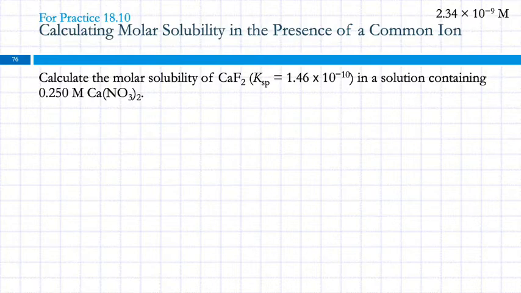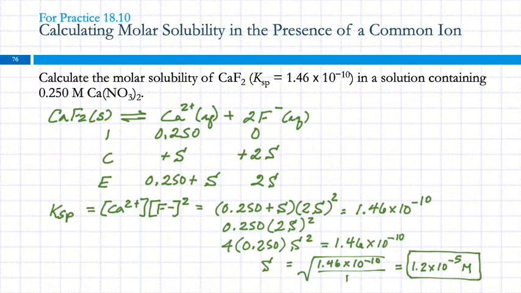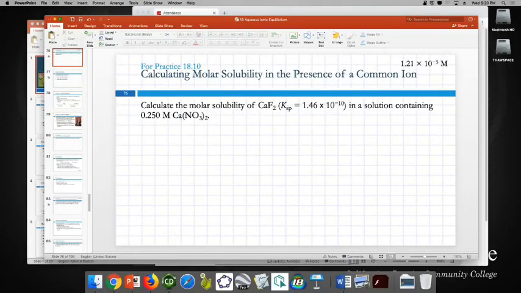2.34 times 10 to the minus 9. Okay, that's different. Okay, so the good news is that it was a typo on the slide and we actually did the problem correctly.